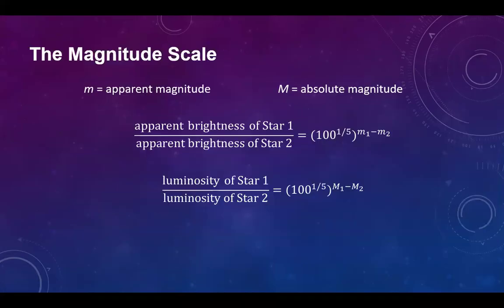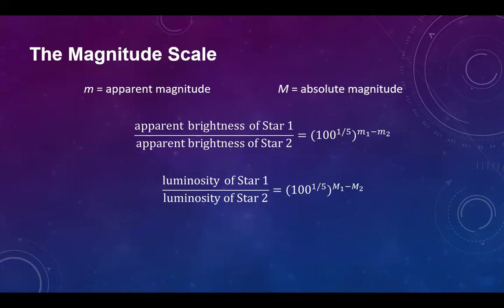And yeah, this scale. You can have an apparent magnitude, which is what you see, and then there's an absolute magnitude. An absolute magnitude is the magnitude you would see at a fixed distance, and that distance is 10 parsecs.